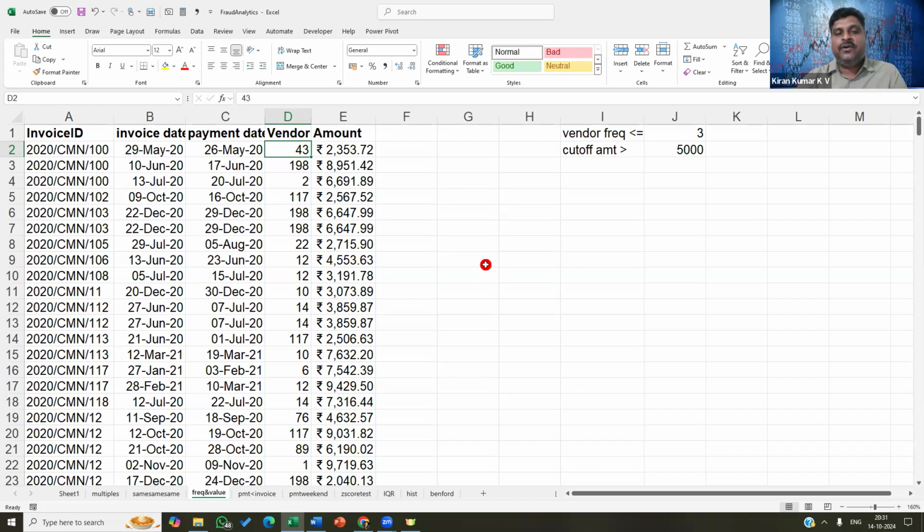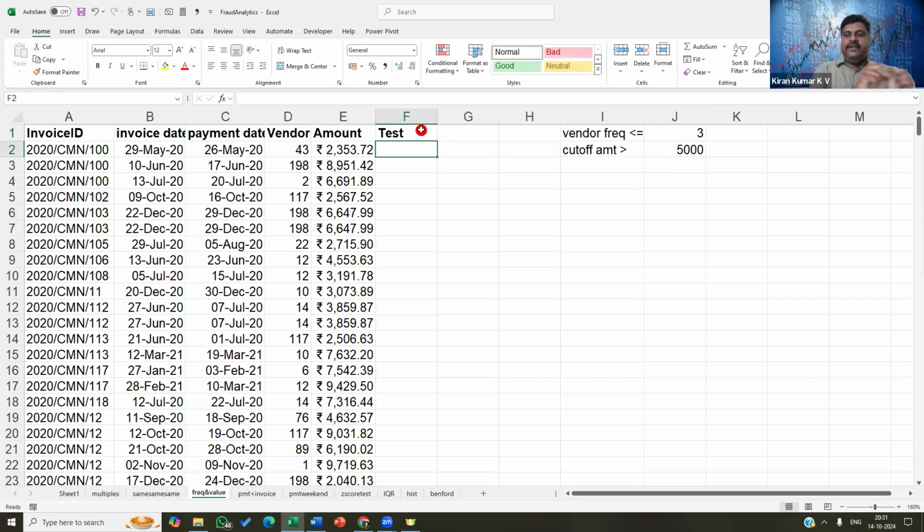It shouldn't happen. Okay, so I know that. Plus, if the cutoff amount is 5,000 or more, that means a vendor appears less than or equal to 3 times and the amount of the transaction is 5,000 or more. If that is so, I guess it could be an anomaly. So how do I put an Excel function to get that?